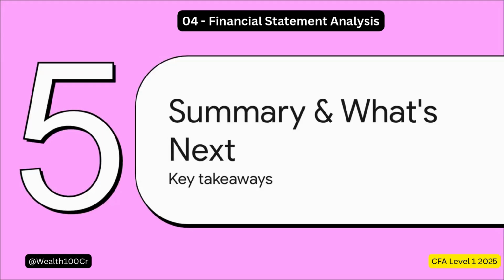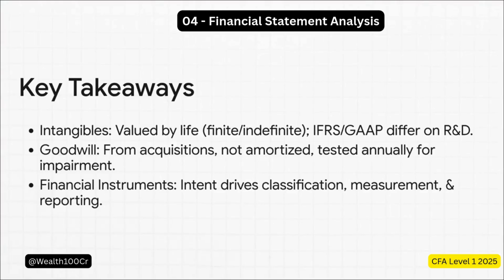All right, that was a pretty deep dive into some complicated assets. So let's just take a breath and quickly recap the absolute must-know points from this module. So remember these three big ideas. 1. For intangibles, their useful life tells you the accounting. And that IFRS versus GAAP rule on R&D can seriously warp comparisons between companies.